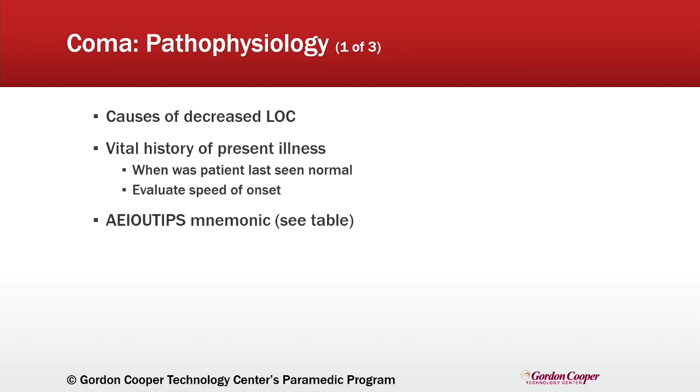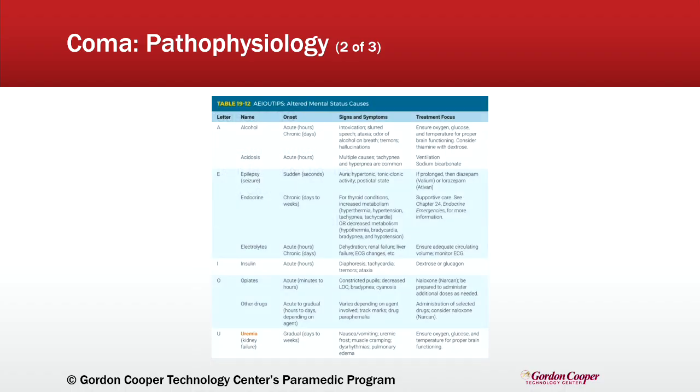Now, when assessing the patient, it's critical to gather some key information. First, we want to find out when the patient was last seen functioning normally. That can give you a good idea of how quickly things progressed. And then we want to evaluate how quickly their altered level of consciousness occurred. Was it rapid or did it come on slowly? So those things are going to give us a good window into what's going on. And here's that AEIOUTIPS.